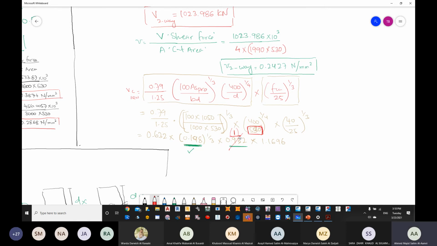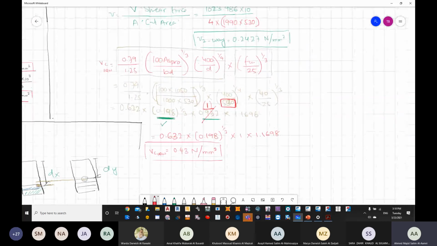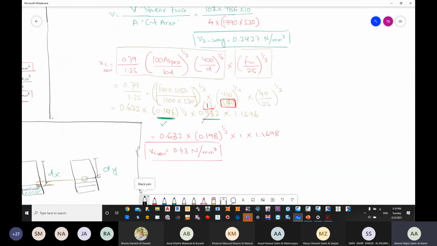Okay, now can you give me the value of 0.632 multiplied by 0.198 to the power of 1/3 multiplied by 1 multiplied by 1.1698? Can you give me this value, VC nu? My VC nu is 0.43 Newton per millimeter square. Okay, so this is going to be my VC nu.